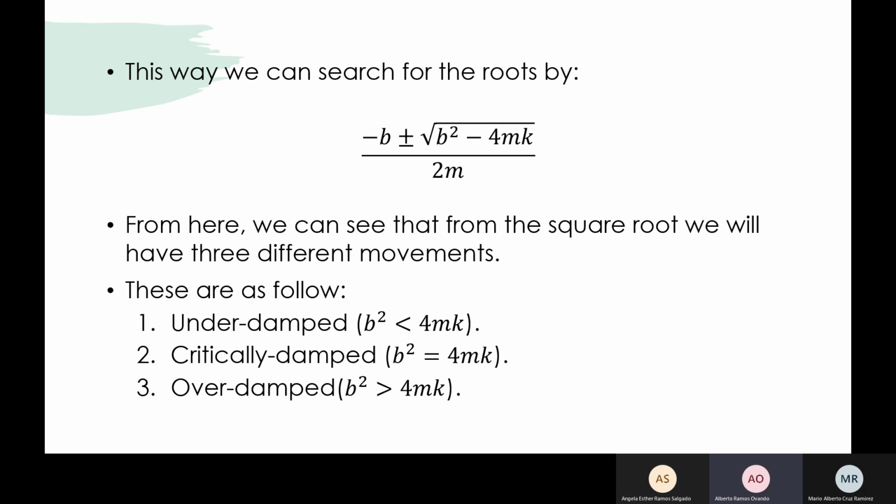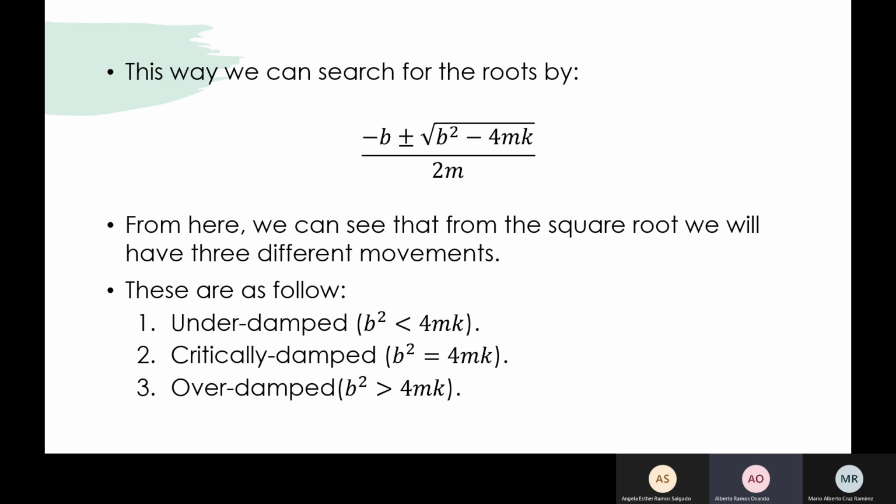With this polynomial, we can find its roots by using the general formula. Here, we can see that the square root can have 3 different values. It could be negative, it could be positive, or it could be 0. With this, we can find which movement we are talking about. When the damping constant is less than the mass and elastic constant relation, it's an underdamped movement. When it's equal, it's a critically damped movement. And when the damping constant is bigger, we're talking about an overdamped movement.